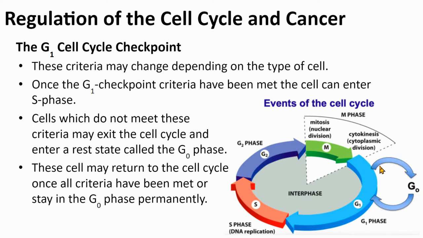I think I told you before, some cells divide all the time, like your hair cells or your fingernail cells, or your skin cells, but something like your bone cells or things like that, they don't divide as often. So they spend a lot more time here in this G0 phase.